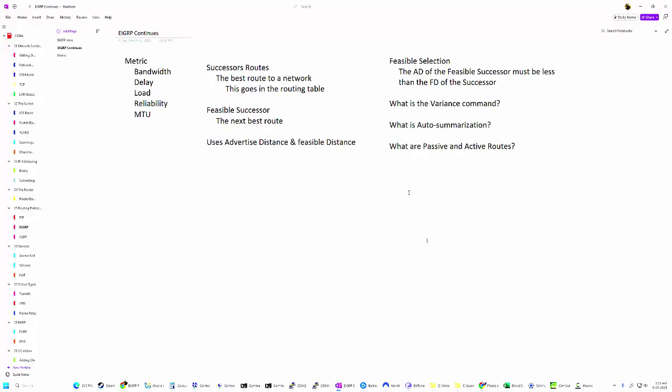What are passive and active routes? That I'm going to have to look up again myself. Wow. Hey, this is bringing back some memories. So it's a good thing I'm doing this. Now I've got to go back. Auto summarization: we've got to do some manipulation of the bits, so that's going to be its own video. But passive and active routes, I don't have to look that up.